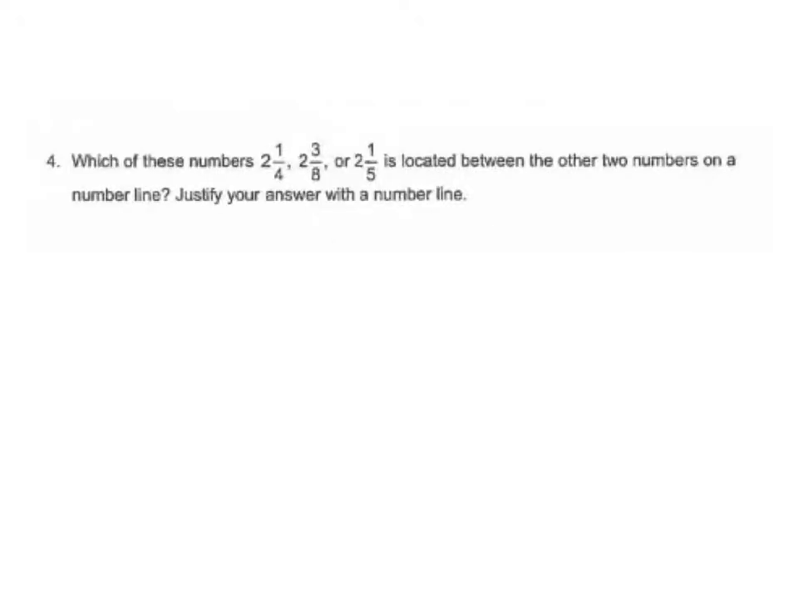Now, if you notice, there is a little thing on the top that shows you more or less how to do this, but it does say which of these numbers is located between the other two numbers on the number line. So you've got to actually put them in order from least to greatest and figure out which one's the middle number. So go ahead and use your number line or a model to help you do that. Go ahead and stop the video and give 5 minutes to the students so they could work on that.